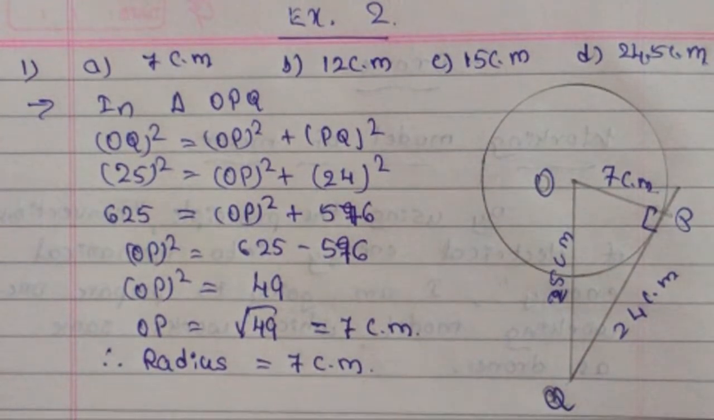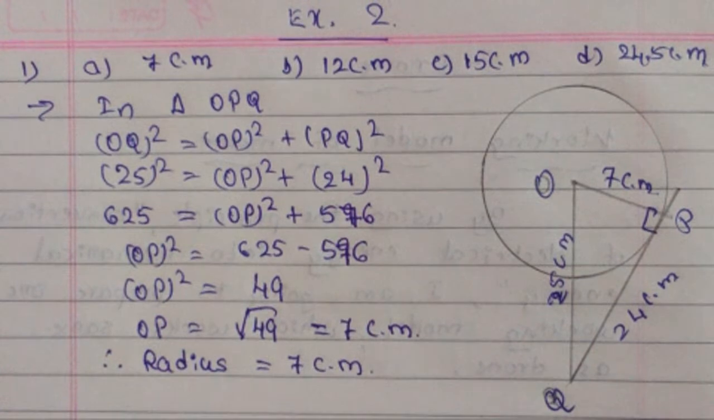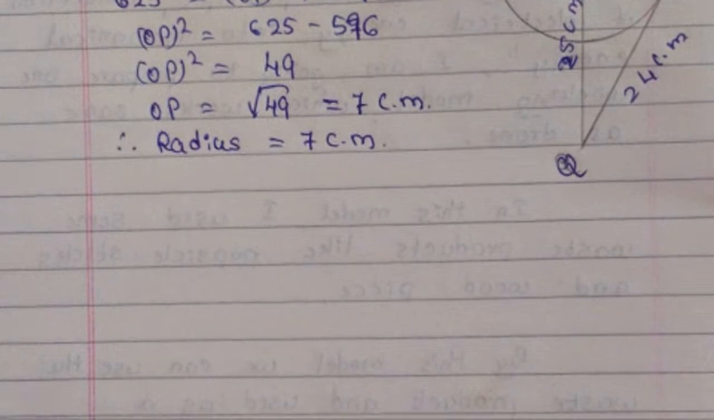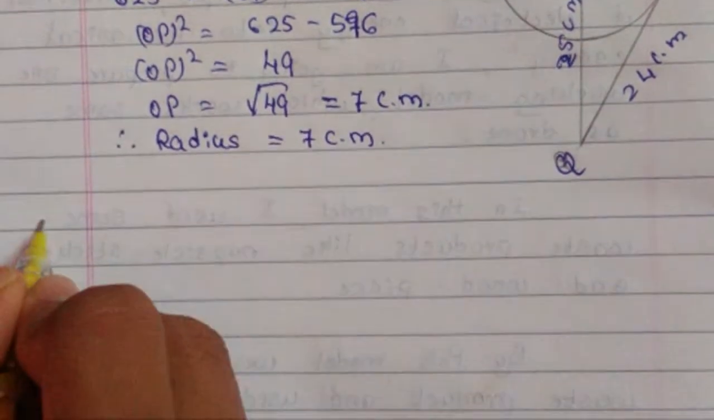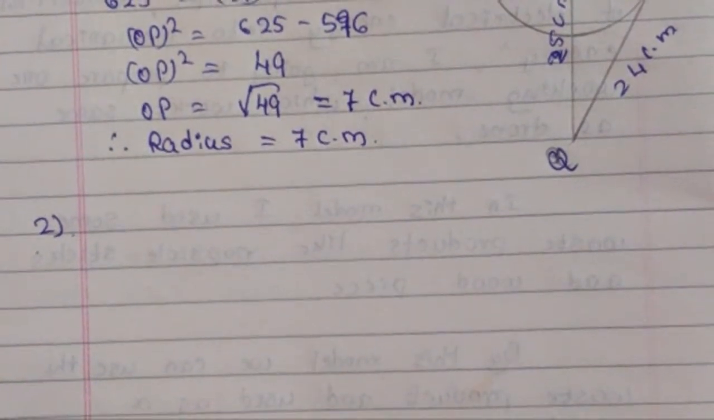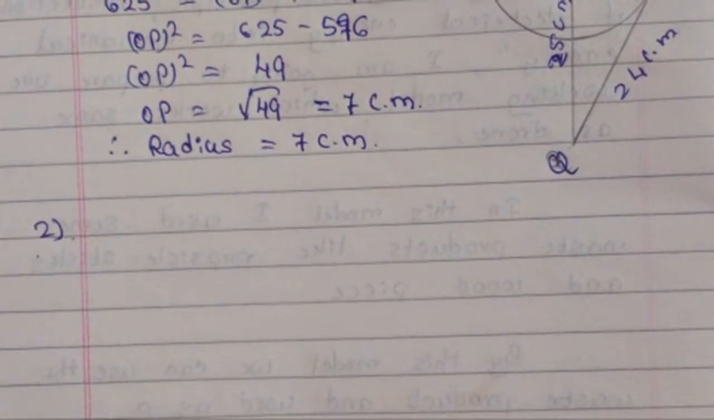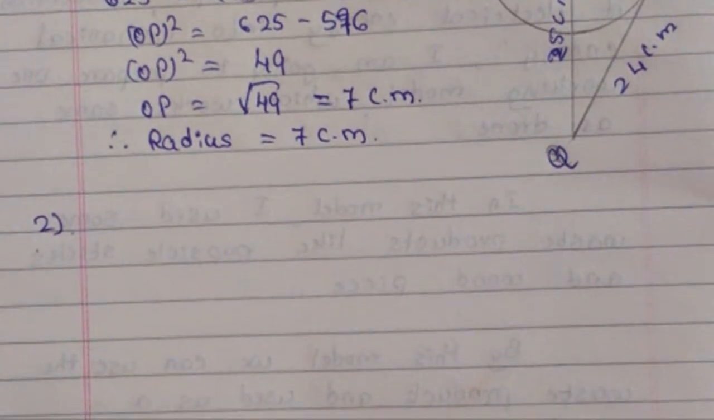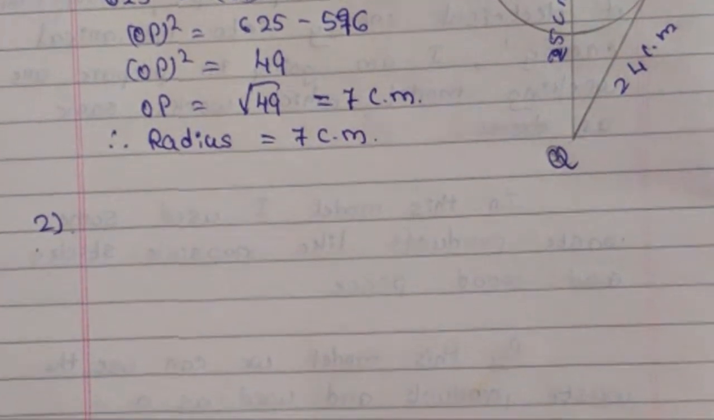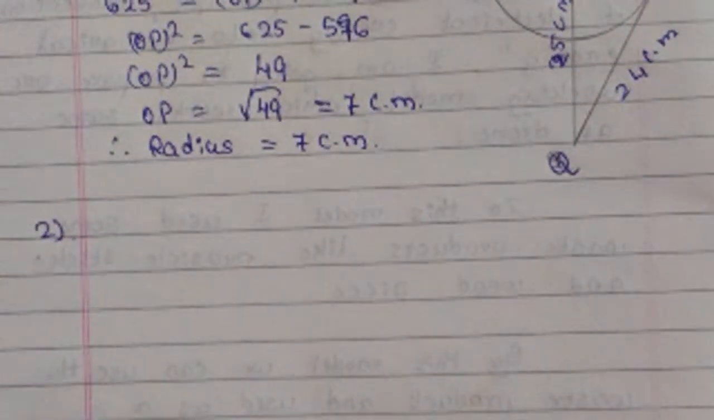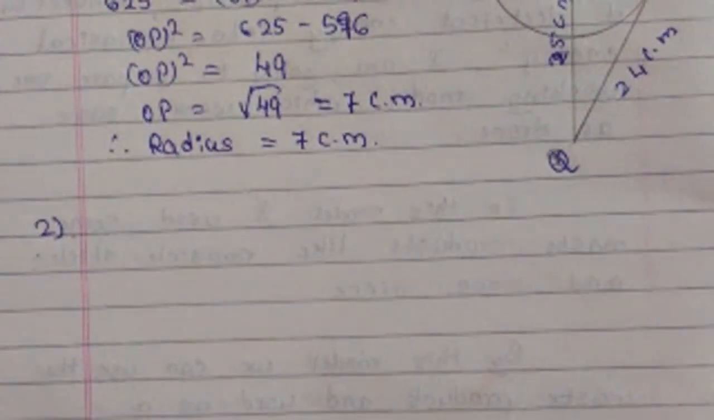Before going to the second problem, I will solve the sixth problem. That is also of the same kind. We have to find the value by using Pythagoras theorem. Second problem: the length of the tangent from a point A at a distance 5 centimeter from the center of the circle is 4 centimeter. Find the radius of the circle. Here the value of the tangent and the distance of the point from the center is given.